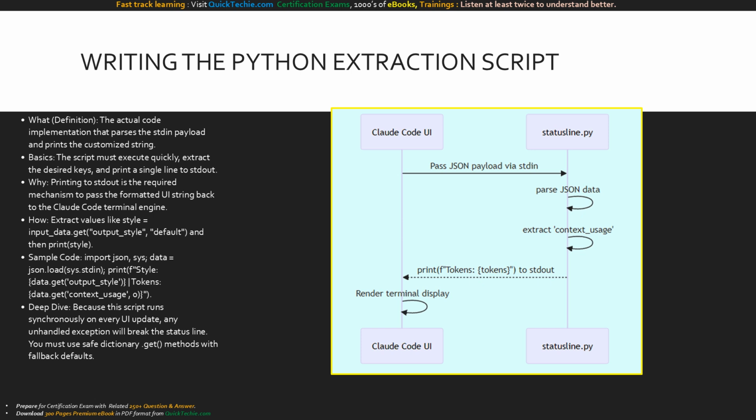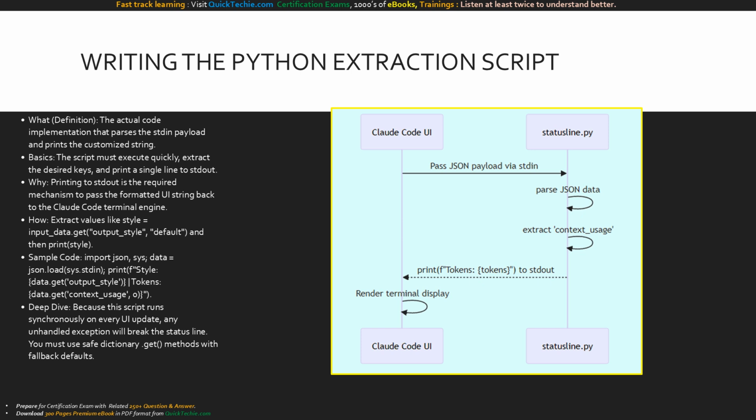This sequence diagram maps the rapid execution cycle. The Claude Code UI passes the JSON payload to your script via stdin. The script parses the JSON, safely extracts metrics like context usage, and returns the formatted token string via stdout.